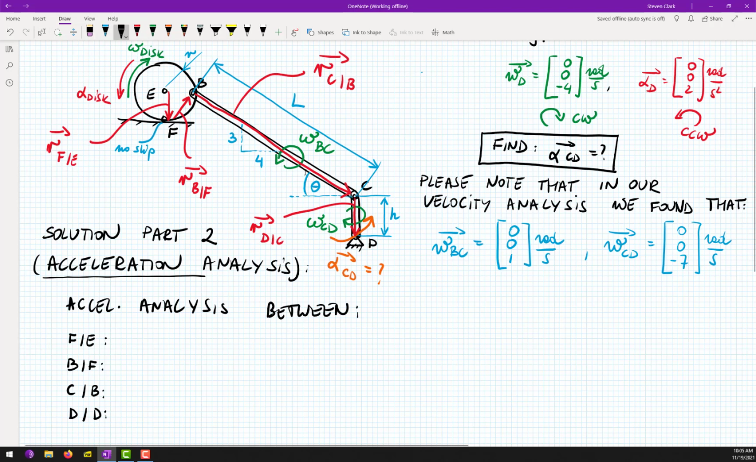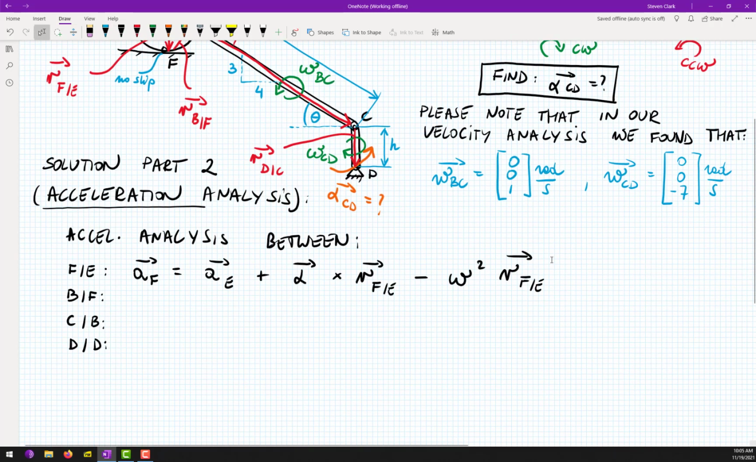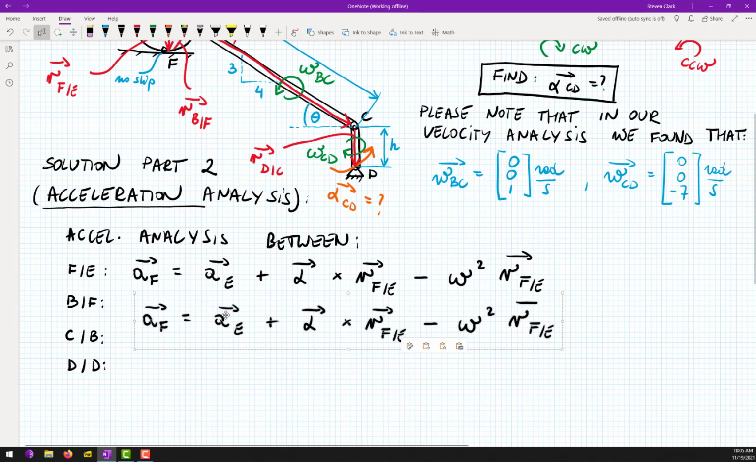Now let's write our expression from the previous board. AF is equal to AE plus alpha of a certain body times RFE minus omega squared of a certain body RFE. I will copy this expression 3 times and just change the subscripts. You think about which bodies we should put there.